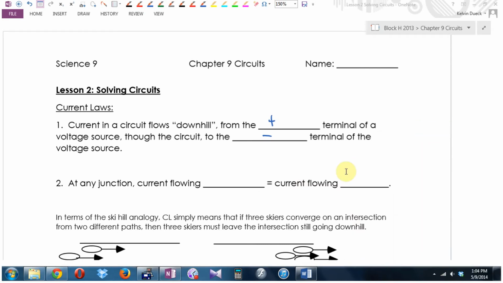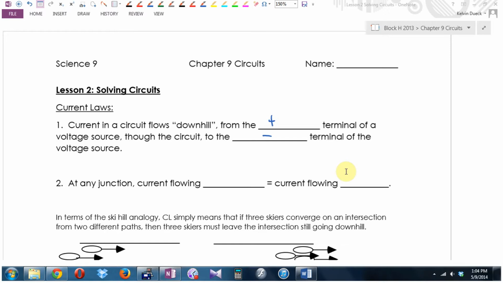Current flows, I said, downhill from positive to negative. In fact, if I get a circuit schematic, one of the first things I'll do is go find where the battery is. Remember the battery symbol? And if not, we'll talk about that again. And I say, which is the positive part? And I draw a little arrow saying that way is downhill.